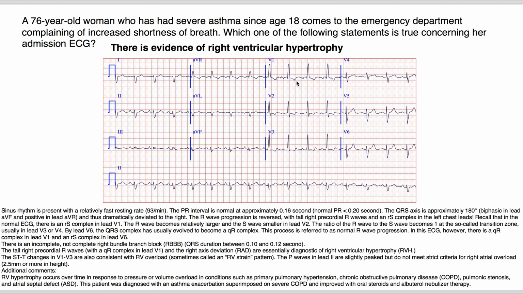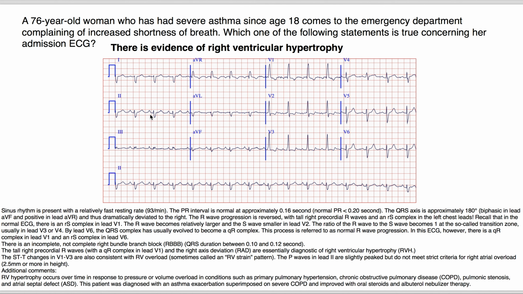The ST-T changes in the leads V1 to V3 are also consistent with RV overload, sometimes called an RV strain pattern. The P waves in lead 2 are slightly peaked, but do not meet strict criteria for right atrial overload, 2.5 millimeters or more in height.